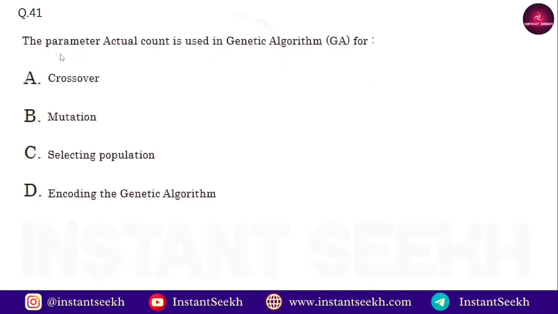Question number 41. The actual parameter is used in genetic algorithm for selecting population. For what? For selecting population.